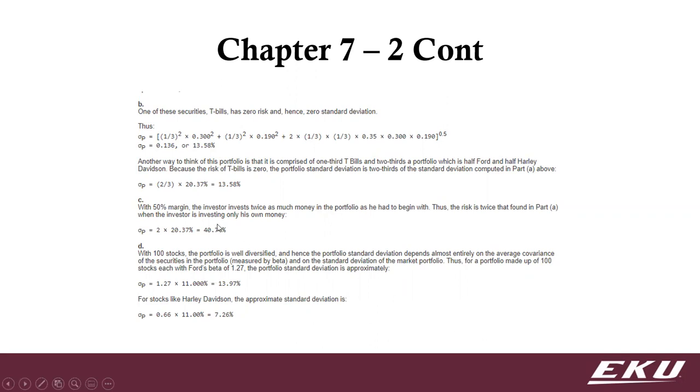This one in part C, right? The investor is going to invest twice as much money because they're going on margin. And so what that ends up doing is doubling their amount of risk because they've just amplified everything. They've doubled it up and down. And then again, it just shows that if you have 100 stocks, that's what they're trying to say, there's lots and lots of stocks, and what does it look like? And so you start approximating what those standard deviations would look like.